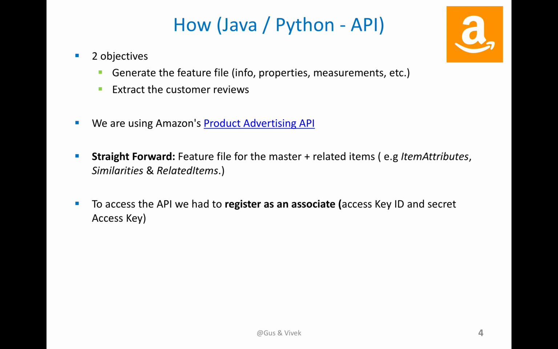So it's that list of all of the reviews, in this case from Amazon. We are actually using three APIs to do this. They're called item attributes, similarities, and related items. They're all available via the Product Advertising API of Amazon.